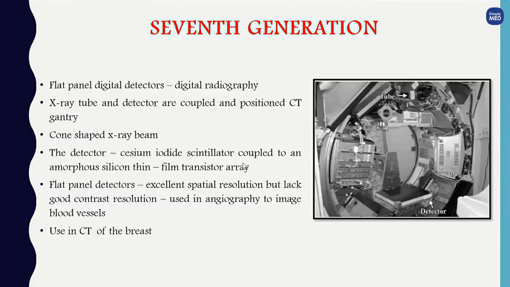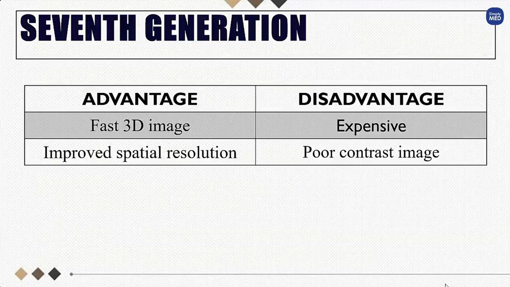Going to the last generation, which is the seventh generation, we use a flat panel detector, and the X-ray tube and detector are coupled. Instead of the normal detector, we use a flat panel detector. We get a cone-shaped X-ray beam. The detector is cesium iodide scintillator coupled to TFT, thin film transistors, and we get better spatial resolution. This is used for CT scan of the breast. Advantages: fast 3D images and improved spatial resolution. Disadvantages: it's a little bit expensive and contrast images are less.